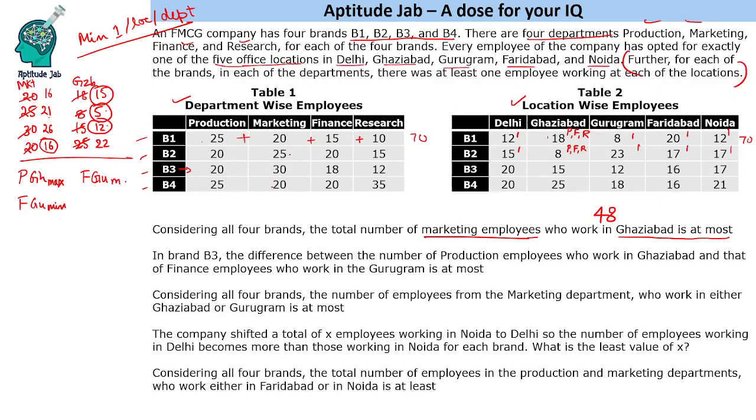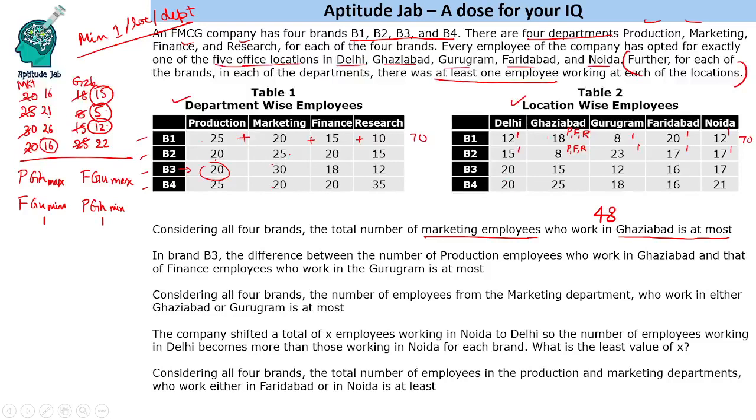Similarly, we will do the reverse. We will find the maximum of this and the minimum of production in Ghaziabad. Now, the minimum value we know is 1, because we have to assign at least one employee. So the minimum will definitely be 1. Now we need to maximize production in Ghaziabad of brand 3. For production we have 20 employees.